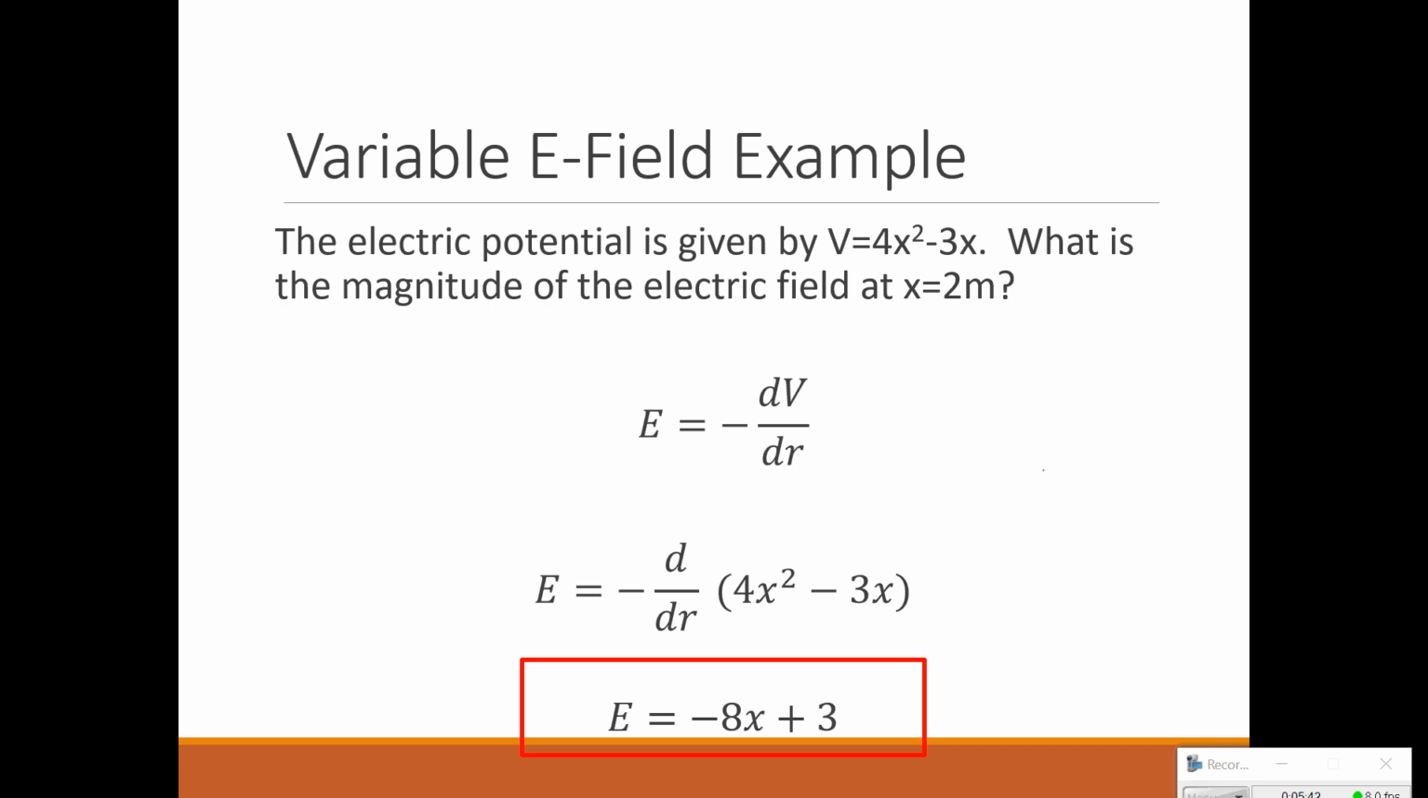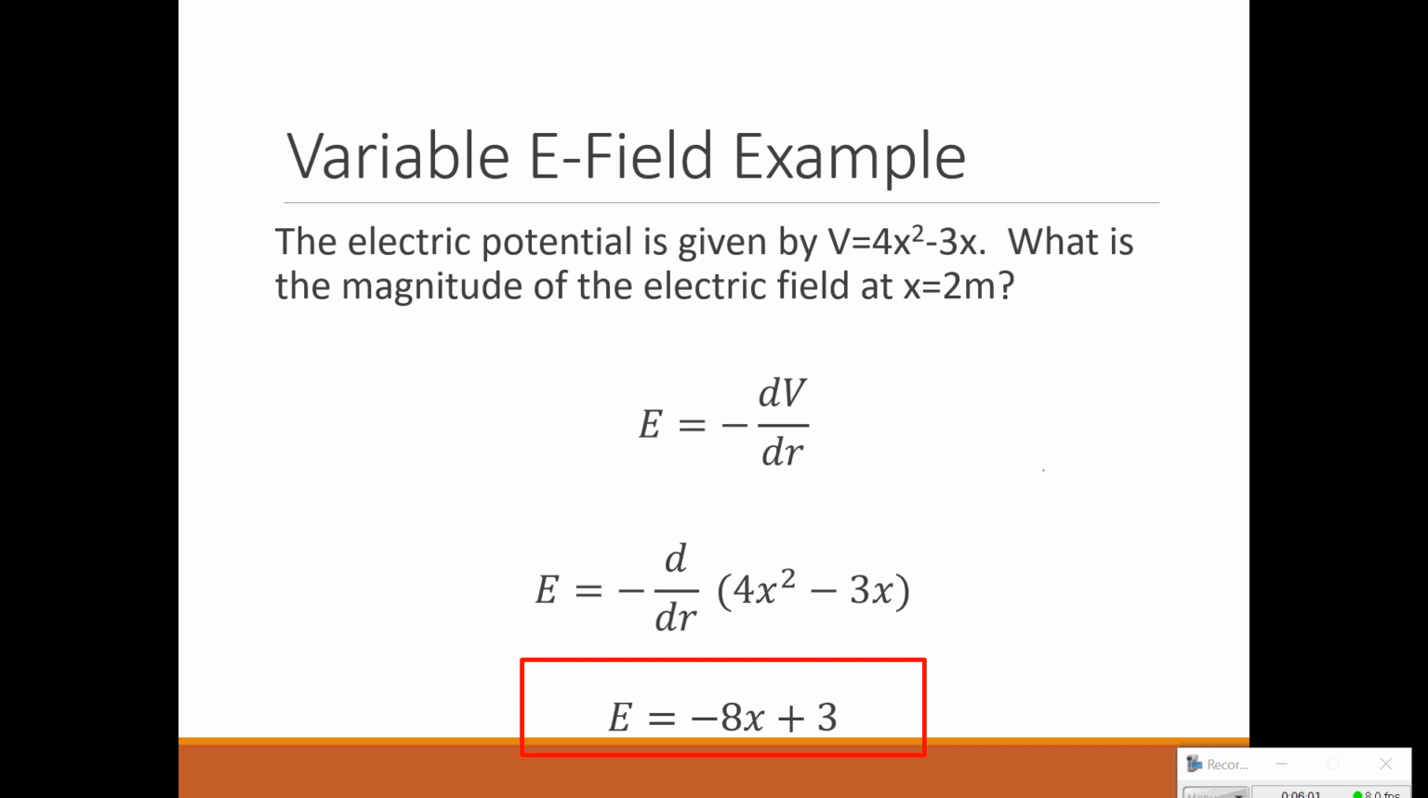To evaluate it at x equals 2, we would just plug in 2. So it would be negative 8 times 2, which would be negative 16 plus 3. Will give us a negative 13 volts per meter, would be our electric field strength at this position.